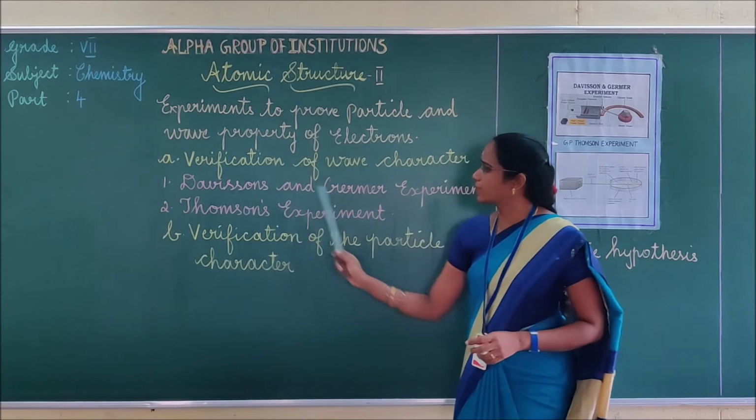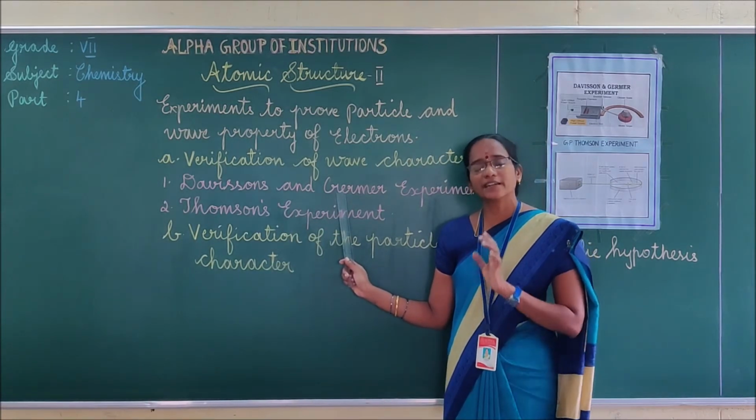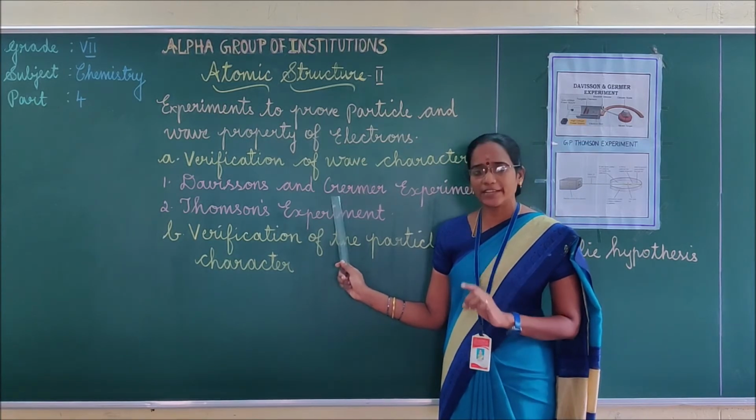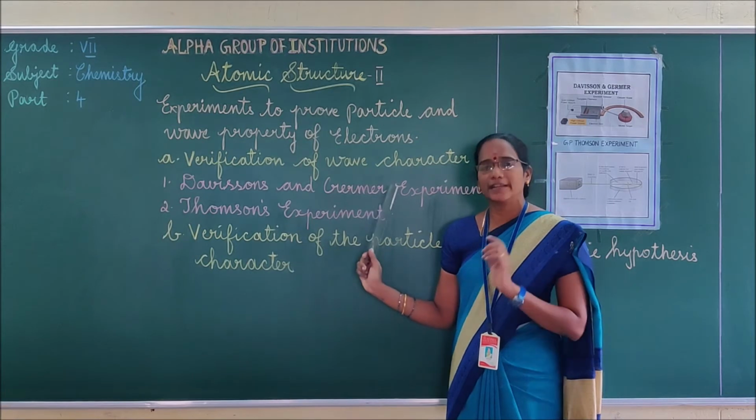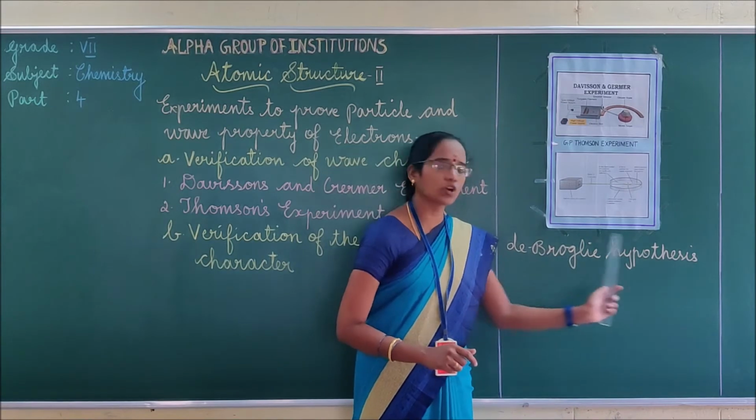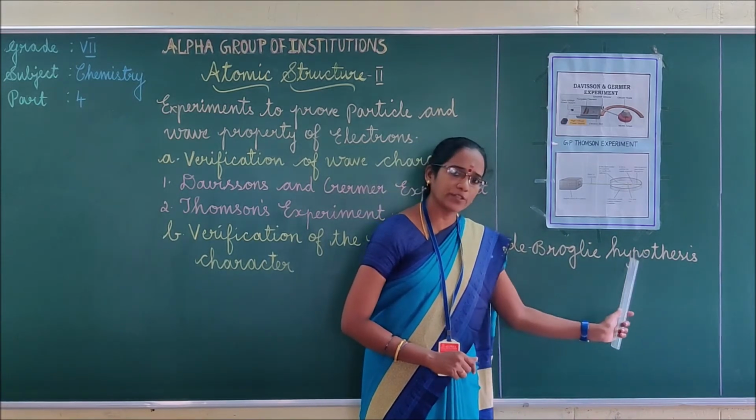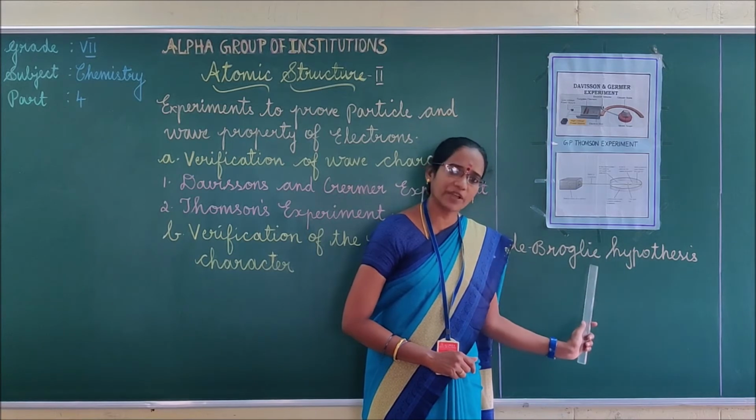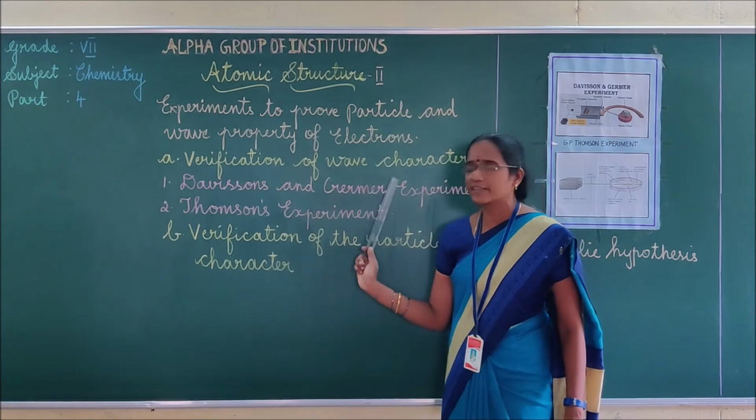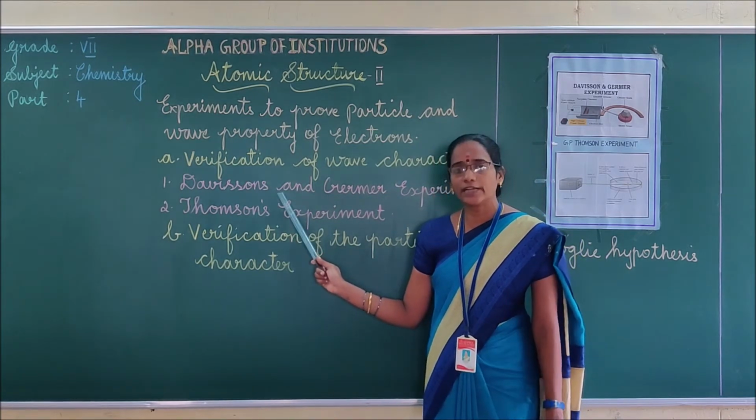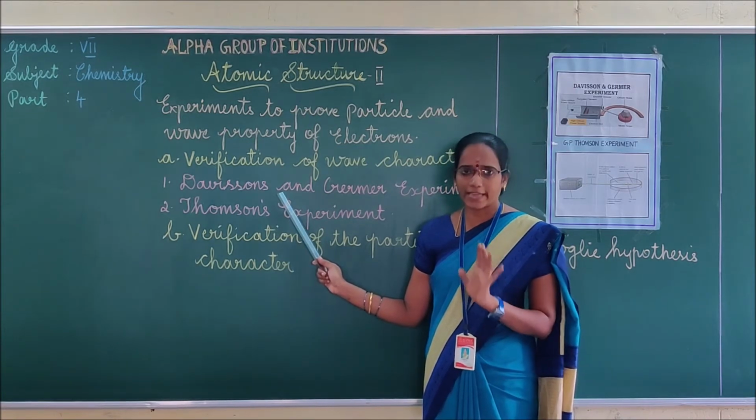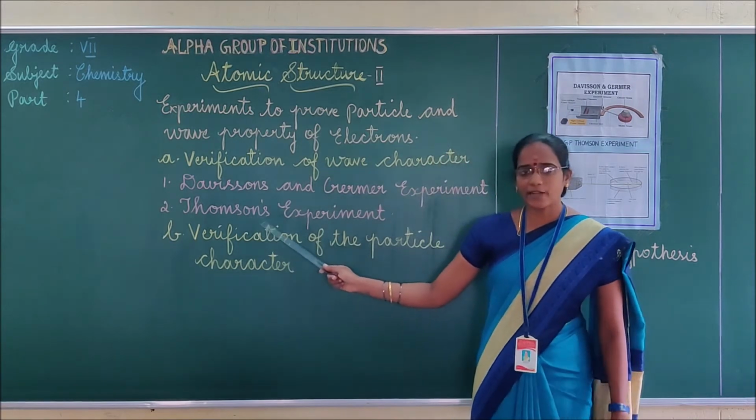The Davisson and Germer experiment was important because it concludes the wave nature of the electrons. This point is very important. The Davisson and Germer experiment demonstrated the wave nature of electrons and also proves the de Broglie hypothesis. What does the de Broglie hypothesis say? It defines the wave nature of electrons. So from this experiment we can clearly conclude that electrons behave as a wave, or act with wave character. Shall we move to the second one?